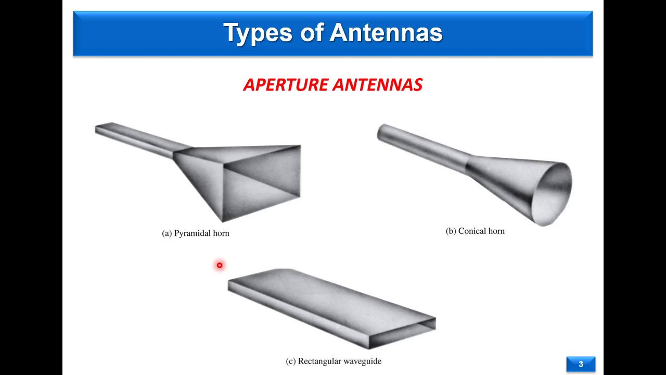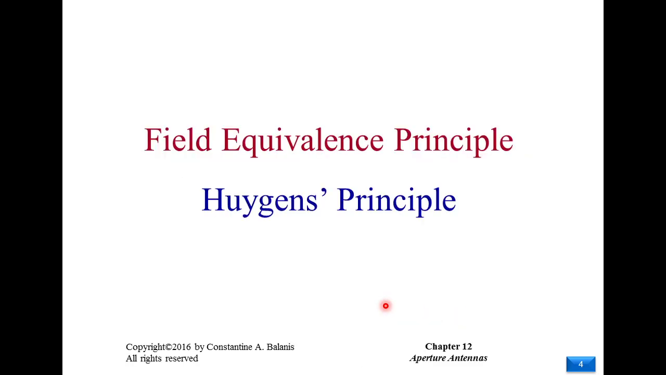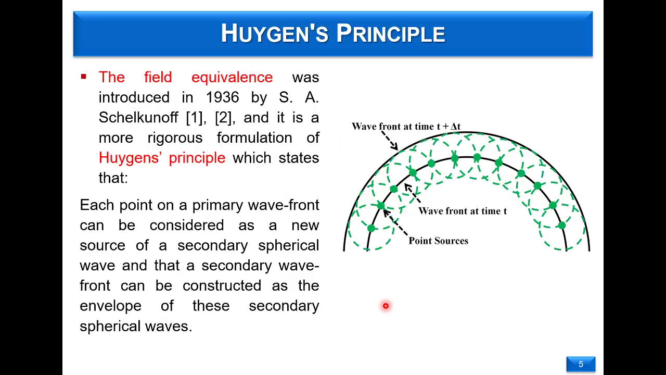So the first part here, just to remind you what is aperture antenna. Aperture antenna is most of the time a flared or expanded part of a waveguide, rectangular waveguide or circular waveguide, or even like a waveguide without flaring or without expansion. The main theory that is used to find the radiation from aperture is the field equivalence principle.